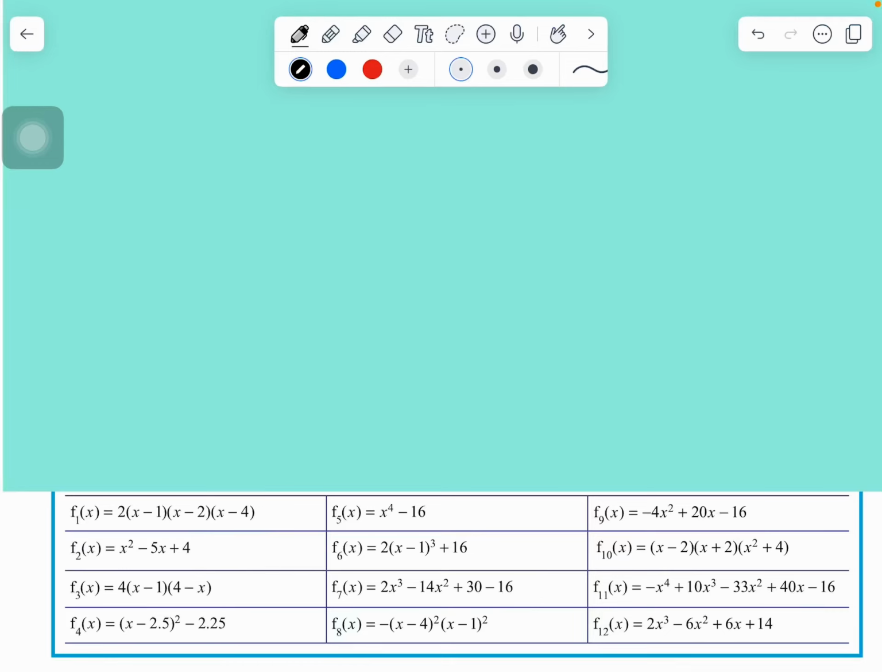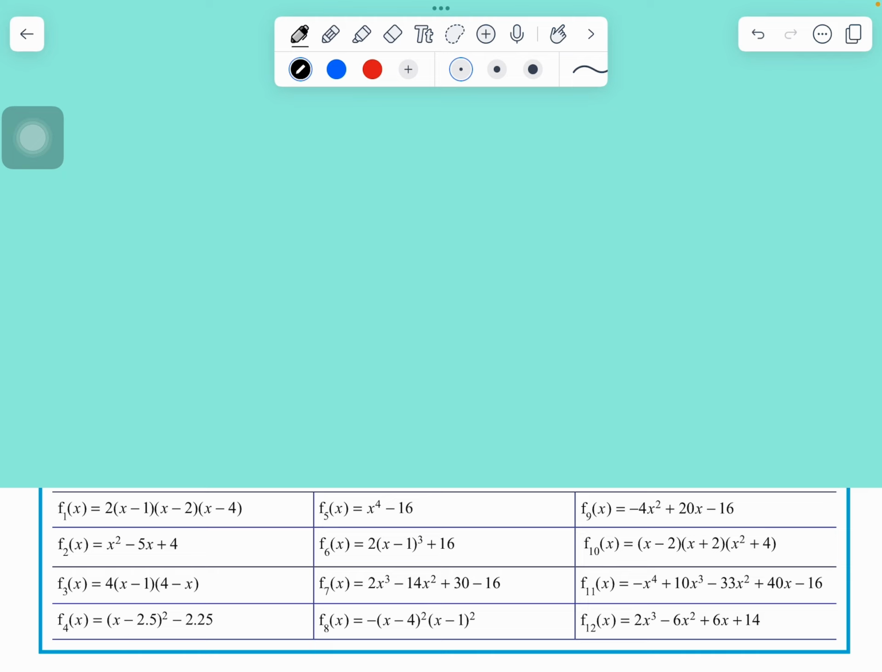So today we practice how to sketch the polynomial graph when it is in factorized form or factorizable forms. Before we start, we need to understand some aspects. The first one is the end behaviors of the polynomials.